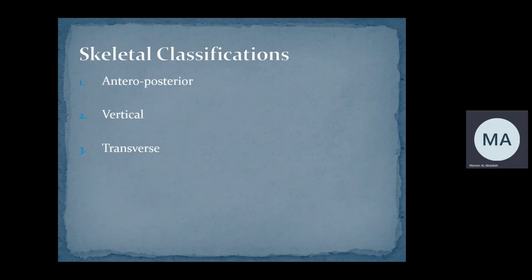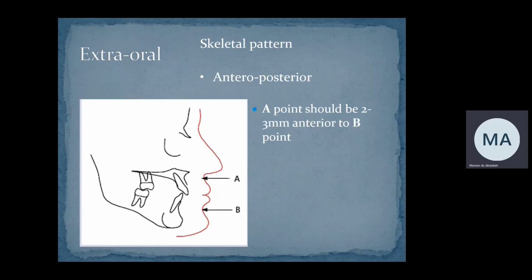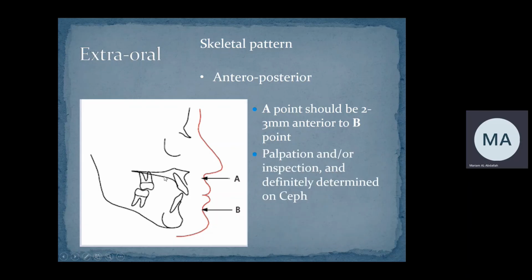Now, skeletal classification, again, we're just going to talk briefly about them in the anterior, posterior, vertical, and transverse. Like the molar relationship, canine relationship, and incisor classification, the skeletal classification could be divided into class 1, class 2, and class 3. And it describes the anterior-posterior relationship between the maxilla and the mandible. The maxilla should be positioned a little bit ahead of the mandible, around 2 to 3 millimeters. Okay, if so, we call this class 1 skeletal pattern.